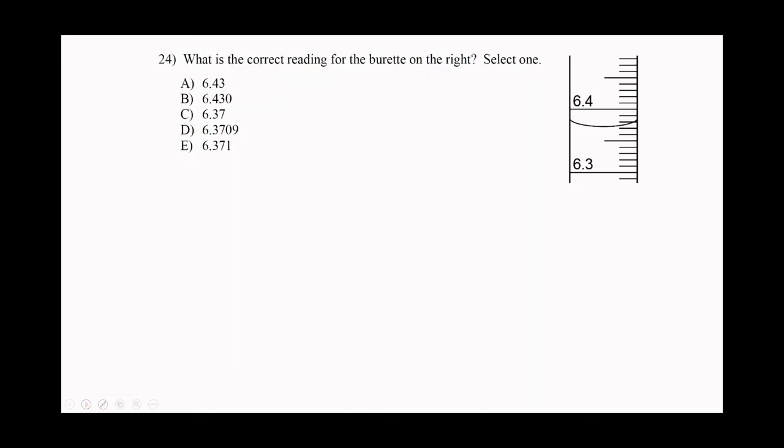What is the correct reading for the burette on the right? Okay, well, let's see. Is it larger than 6.3? Yes. Is it smaller than 6.4? Yes. So we are at 6.3. Okay, so 6.3, this is 0.05, 0.06. It's around 0.07, so 7. And then, I don't know, I'll give it a 1. Okay, so there we go. And now you could have said 2.